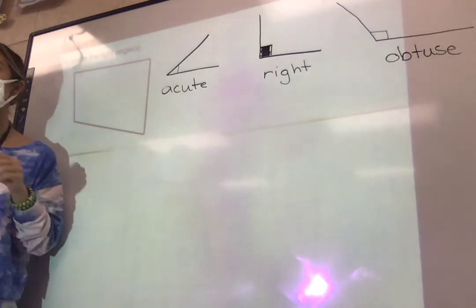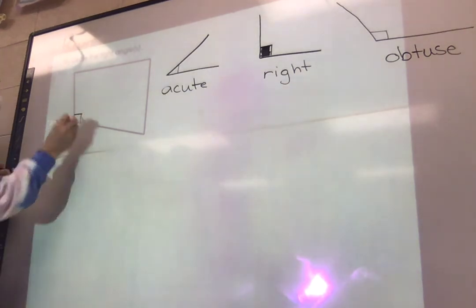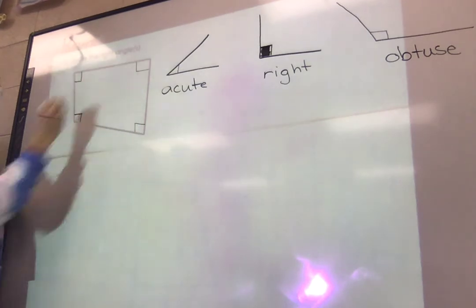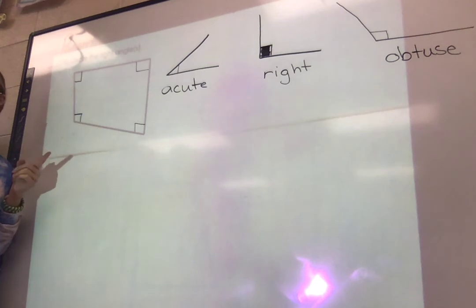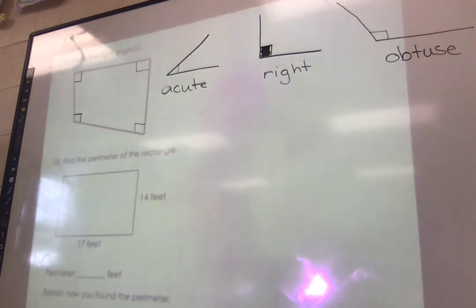Show me with your fingers. How many right angles? Can you draw a square in all of these boxes and it make a perfect square? Tristan is right. Elijah's right. There's only one right angle here. One right angle. I'm going to show you a trick for your test. This is a good trick to have, so pay close attention.